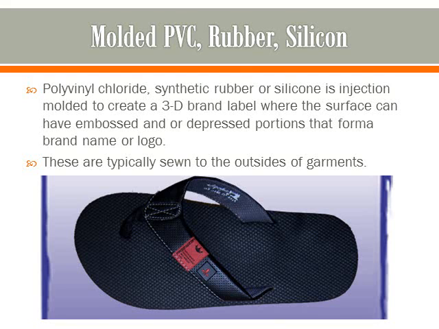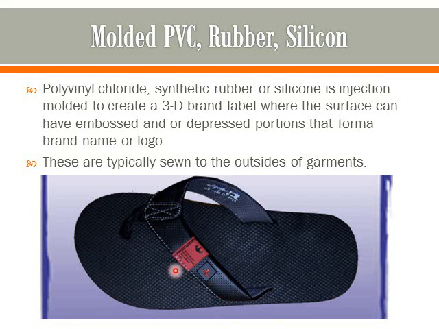Molded PVC rubber silicone. This is polyvinyl chloride synthetic rubber or silicone that's injection molded to create a 3D brand label where the surface has embossed or depressed portions that form a brand name or logo, and you can actually feel the texture on these. These are typically sewn to the outside of garments or accessories.